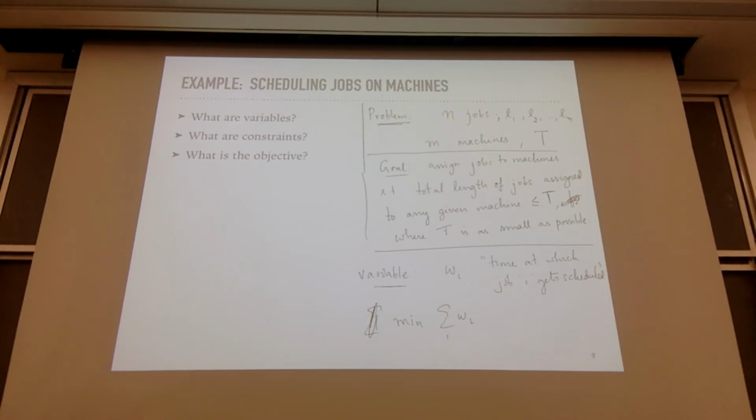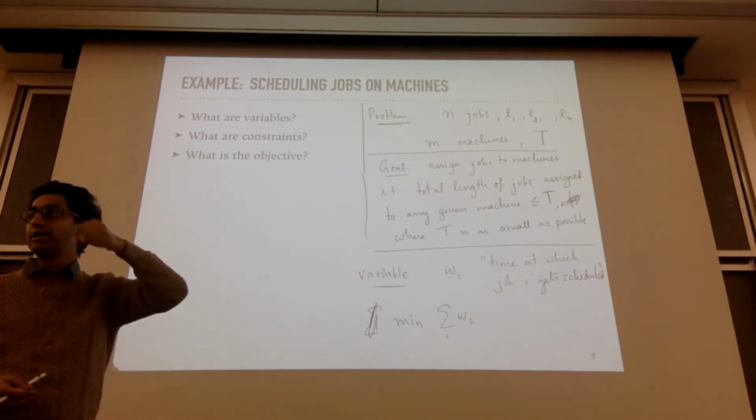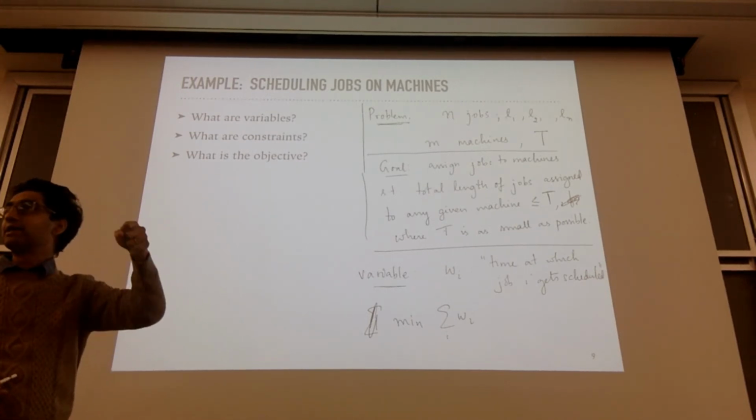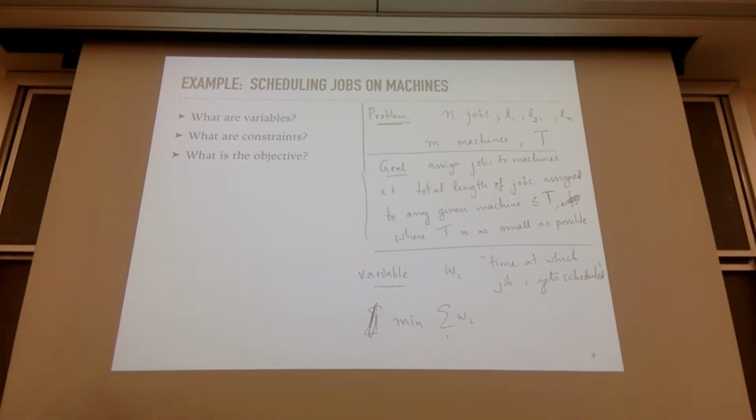Are all the machines the same? Yeah, they're identical. So no matter which machine you assign a job I to, it always takes L_i time. Yeah, so that's a good point. There's scheduling literature with all kinds of variants, like unrelated machines.